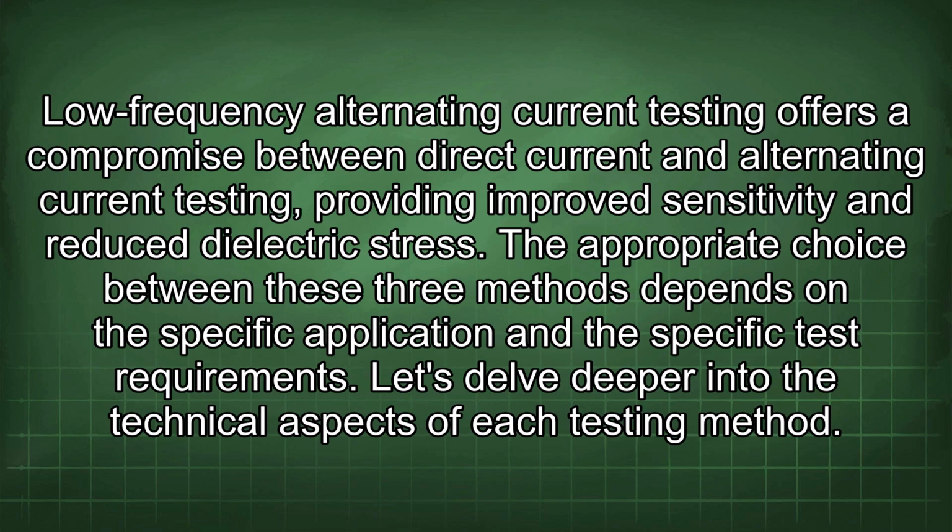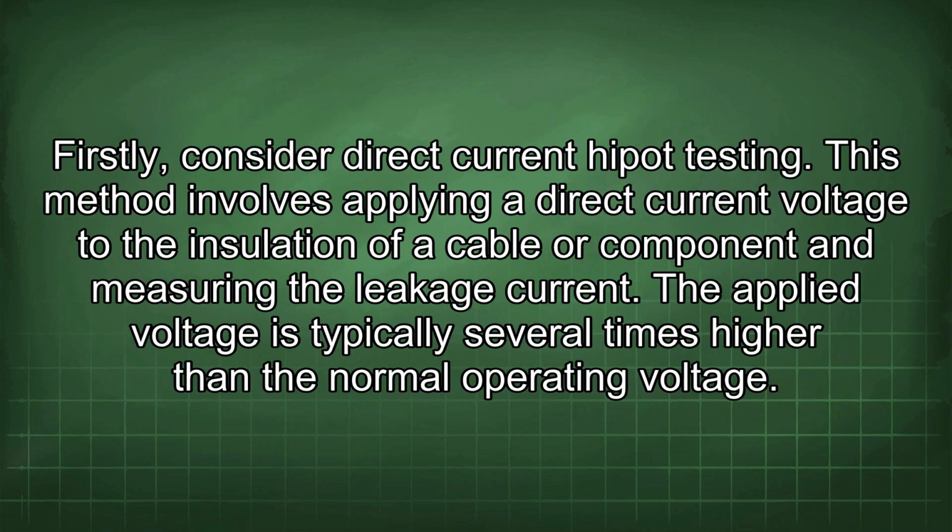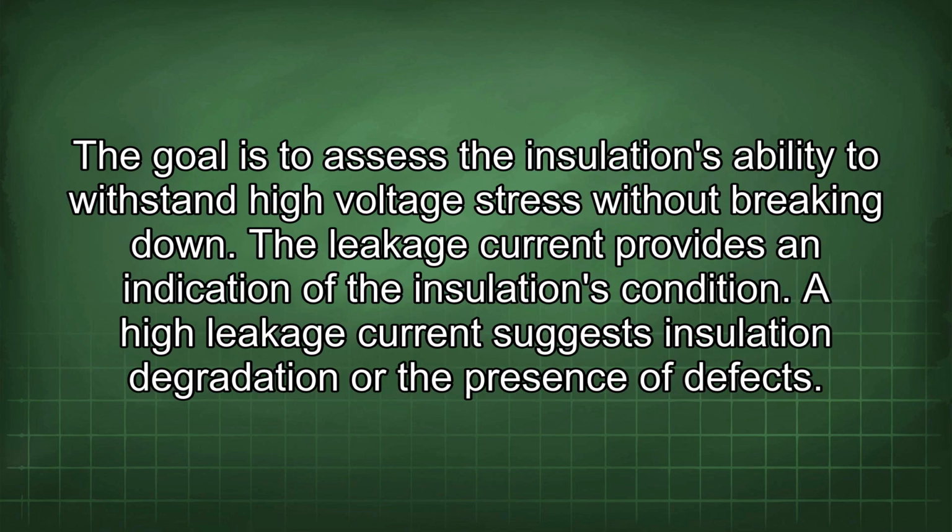Let's delve deeper into the technical aspects of each testing method. Firstly, consider direct current Hipot testing. This method involves applying a direct current voltage to the insulation of a cable or component and measuring the leakage current. The applied voltage is typically several times higher than the normal operating voltage. The goal is to assess the insulation's ability to withstand high voltage stress without breaking down. The leakage current provides an indication of the insulation's condition. A high leakage current suggests insulation degradation or the presence of defects.